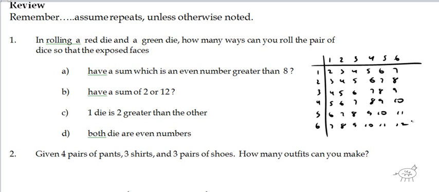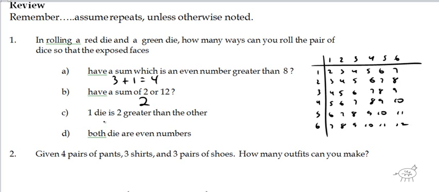Okay, so let's read it. Have a sum which is an even number greater than 8. All right, so we just kind of count them, right? If it's an even number greater than 8, that means it's got to be 10 and 12. So it's 1, 2, 3 10s and 1 12. So it's 4. Really easy, right? Have a sum of 2 or 12. That's easy. There's only 1 2 and there's only 1 12. So it's 2 possibilities.